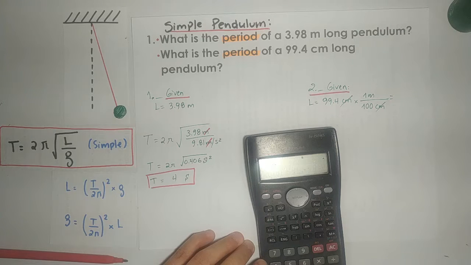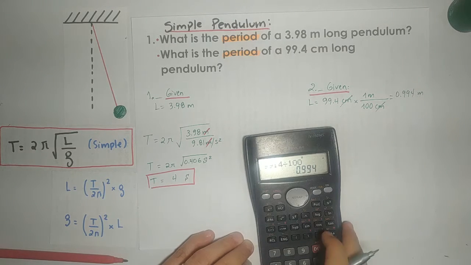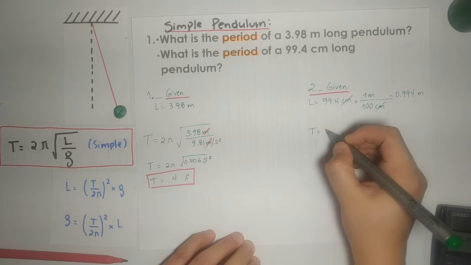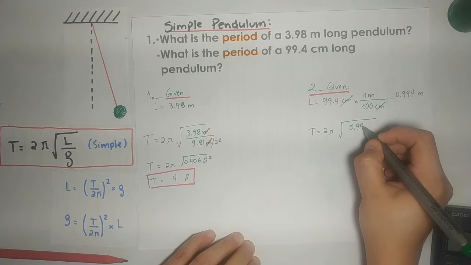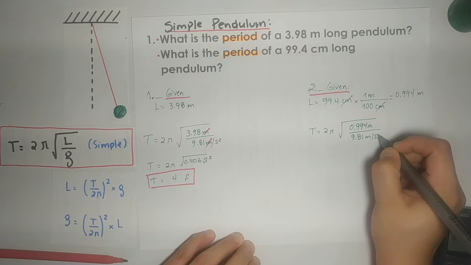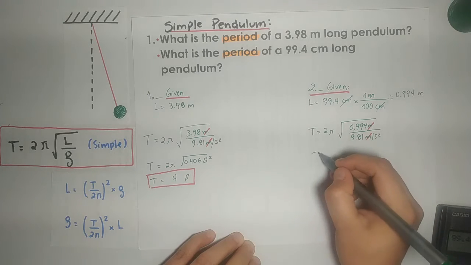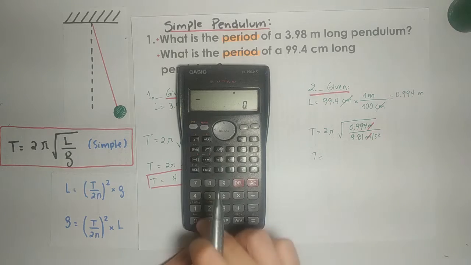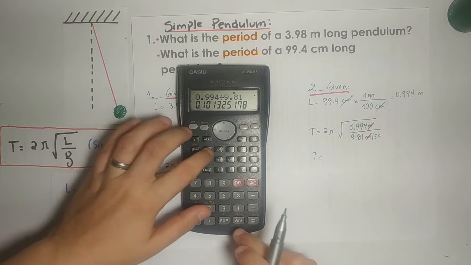99.4 divided by 100 is 0.994 meters. Now what's next? Applying the formula. Period equals 2 pi square root of 0.994 meters divided by 9.81 meters per second squared. As I told you before, cancel meters. So here inside my square root, I will have 0.994 divided by 9.81 square root.